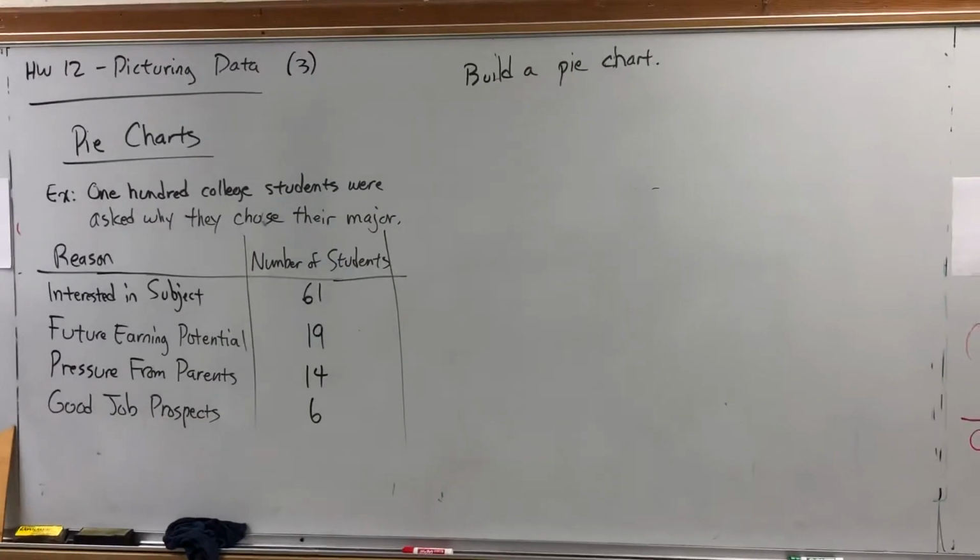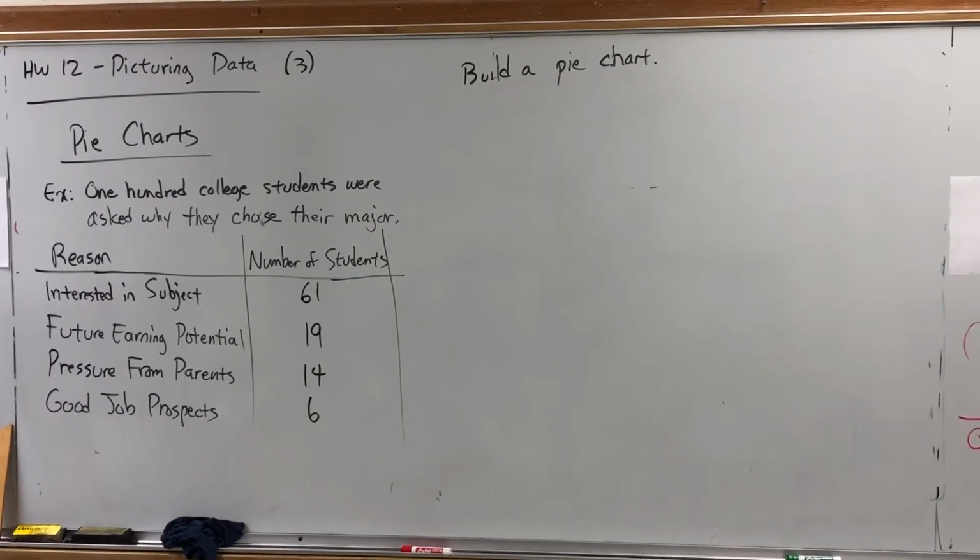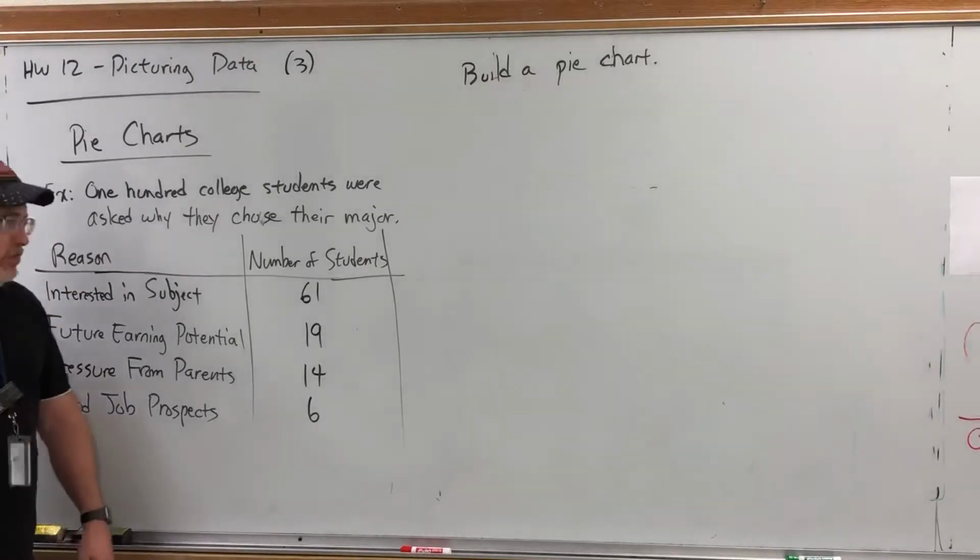Homework 12, Picturing Data, Video 3, Pie Charts. This is another illustration that we can use to show the distribution of qualitative data. In this example, 100 college students were asked why they chose their major.